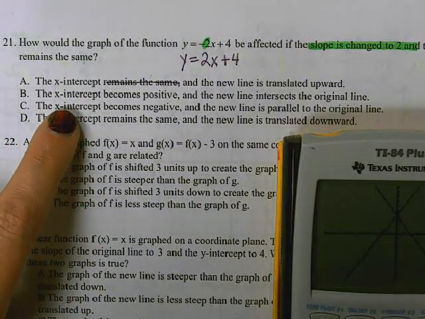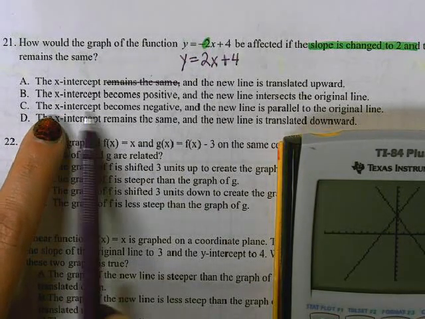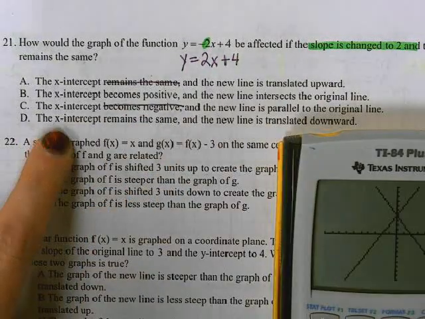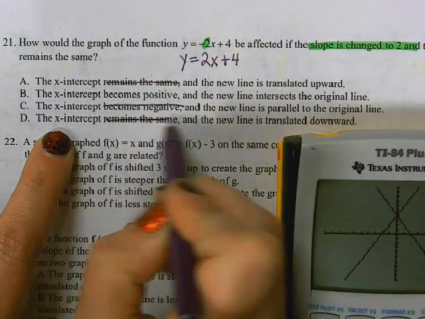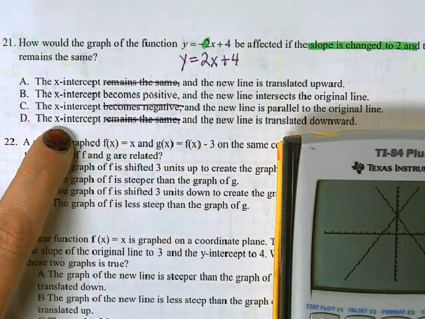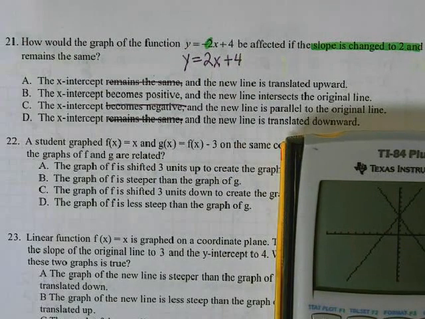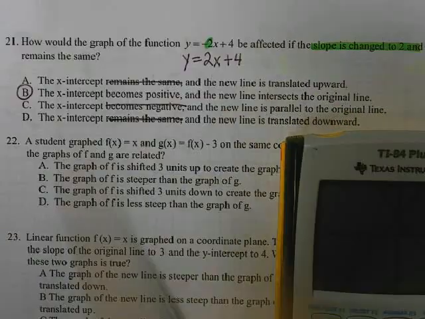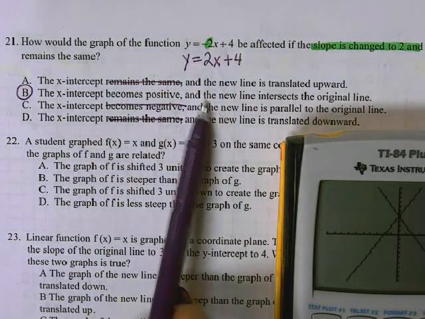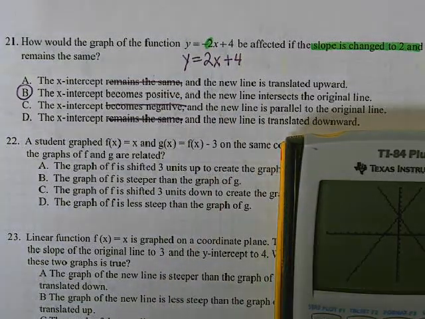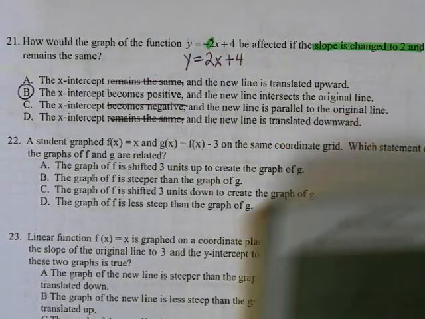Now, did the x-intercept become positive? Yes. Number C, did the x-intercept become negative? No, it became positive. And D says x-intercept remains the same. So I can be completely done with the problem if I just look at that first part of the sentence. So B is my answer. Make sure the second half of the sentence is true, though. Does the new line intersect the original line? Yes. All right.